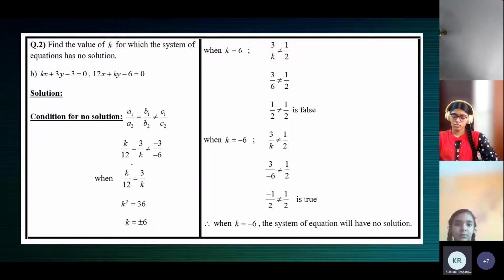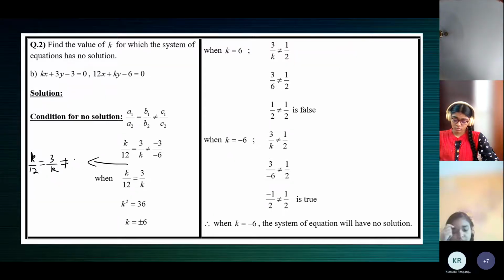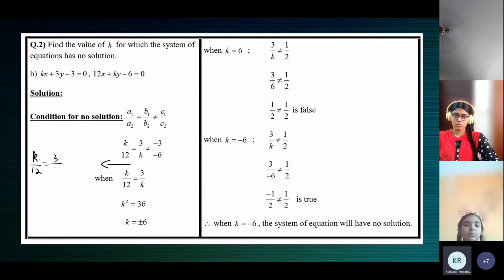You can maybe include this step here, that simplification. K by 12 is equal to 3 by k is not equal to 1 by 2. You can just include that. That is the simplification, 1 by 2. You can take this extra step, I'm saying. K by 12 is equal to 3 by k is not equal to 1 by 2 after simplifying. So then you will know that the later one is 3 by k is not equal to 1 by 2.